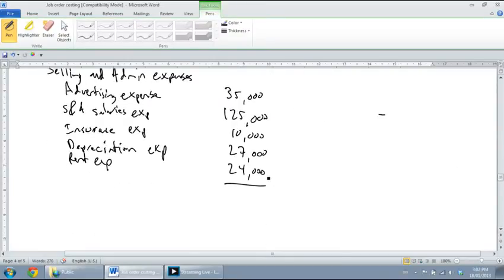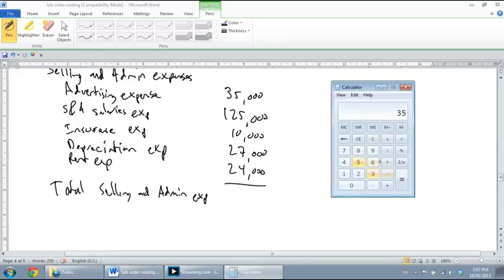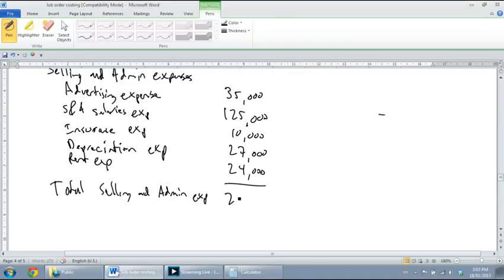Let's total up our expenses. Total selling and admin expenses, and it's just the total of this list. Can't do the total in my head, so I'm going to use a calculator here. 35 plus 125 plus 10 plus 27 plus 24 equals $221,000. And actually I should have put that on the right hand side. 221. Let me just erase that. There we are.